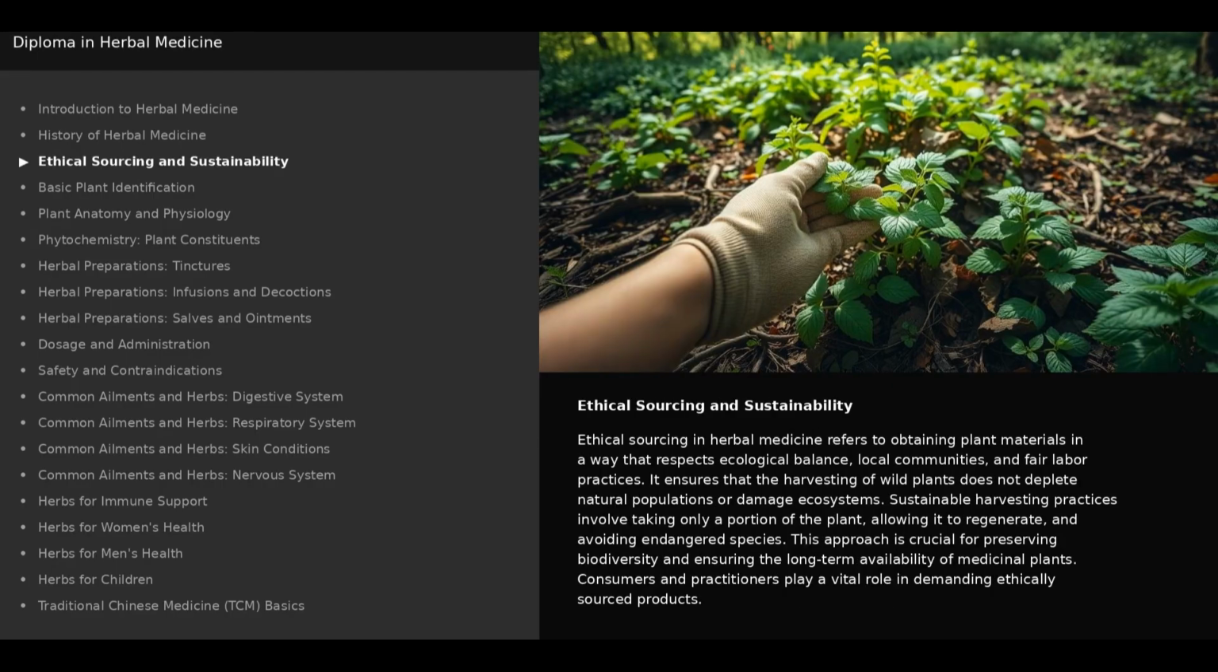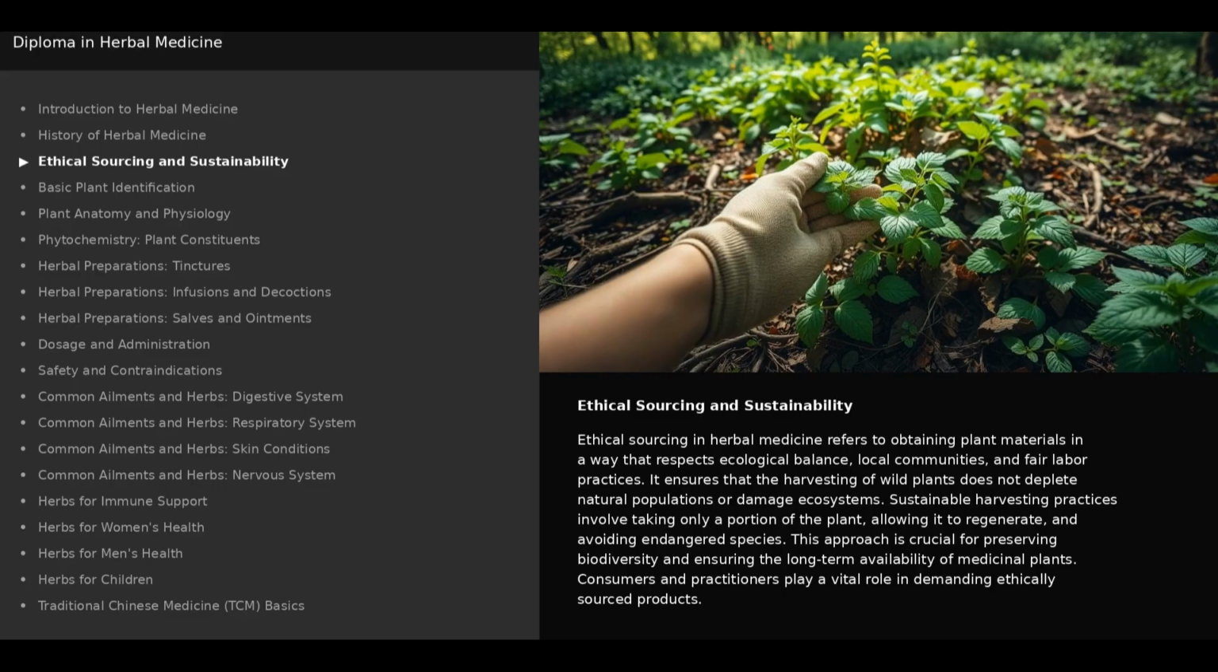Ethical sourcing and sustainability. Ethical sourcing in herbal medicine refers to obtaining plant materials in a way that respects ecological balance, local communities, and fair labor practices. It ensures that the harvesting of wild plants does not deplete natural populations or damage ecosystems. Sustainable harvesting practices involve taking only a portion of the plant, allowing it to regenerate, and avoiding endangered species. This approach is crucial for preserving biodiversity and ensuring the long-term availability of medicinal plants.